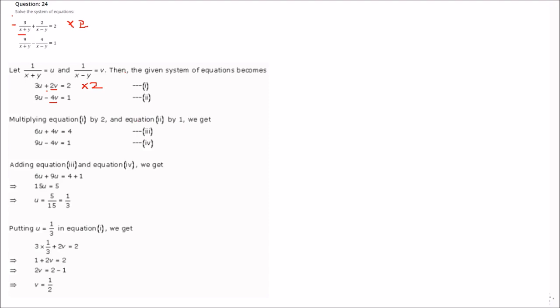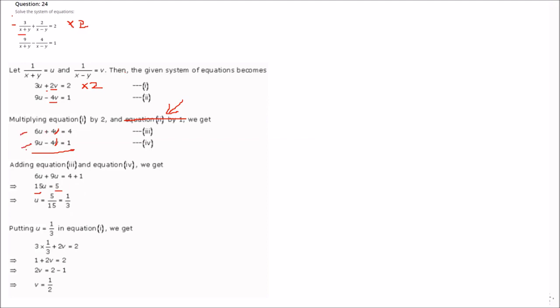There is no forcefulness to multiply it by 1. There is nothing written that you must multiply this by 1. This is just given, but the simple thing is you just multiply the whole equation by 2, that is every term has to be multiplied by 2. So you get 6u plus 4v equal to 4. Now you add them, this gets cancelled. You get 9 plus 6 as 15u. You get 4 plus 1 as 5. So u becomes 5 by 15, that is 1 by 3.